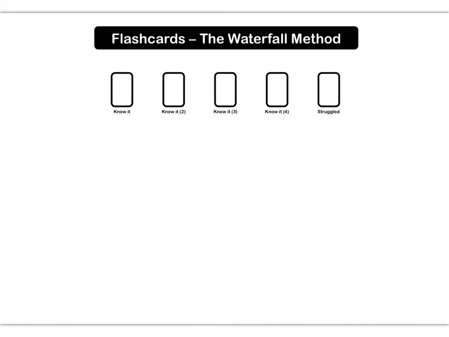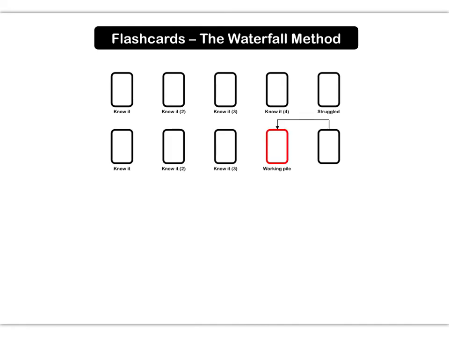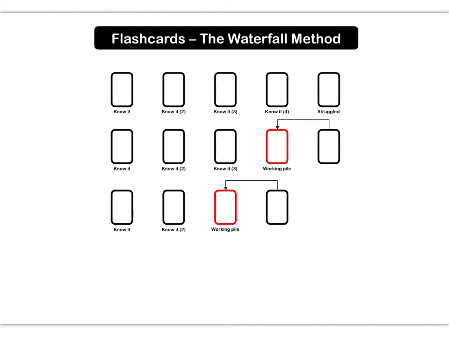So now we start to work backwards. We collect together our struggle pile with the last know it pile, and that becomes our working pile, and we work through that. Then we combine the working pile with the next know it pile, and we keep doing that until we're back at our starting stack.